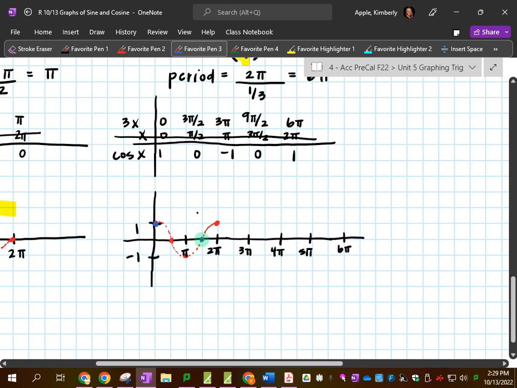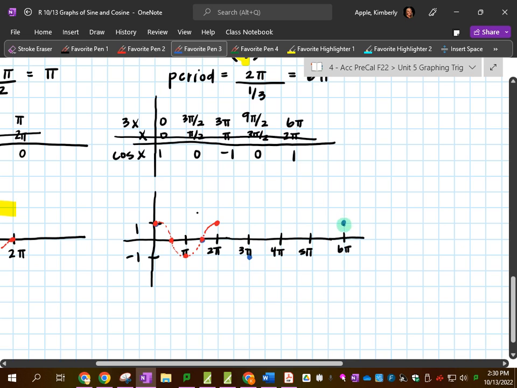Pi into the... Yes, it's right here. So we're going to be at 0. Then at 3 pi, way over here, we're going to be down at -1. And from here, you can probably pick up the pattern if you know what cosine looks like.